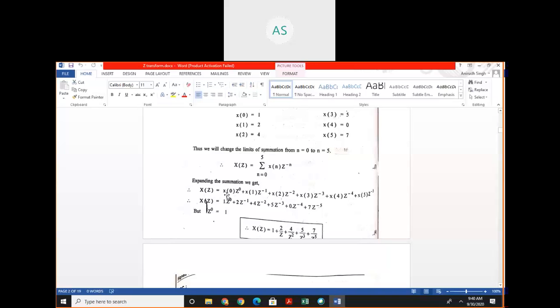Simplify this expression, we get X of z is equal to this. Substituting the value of x of 0, x of 1, x of 2, x of 3, x of 4 and x of 5.